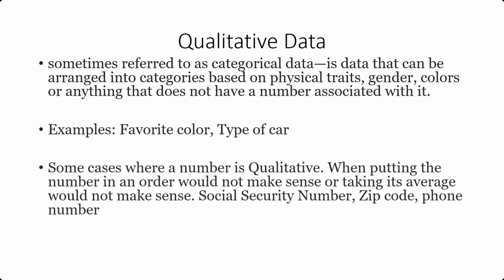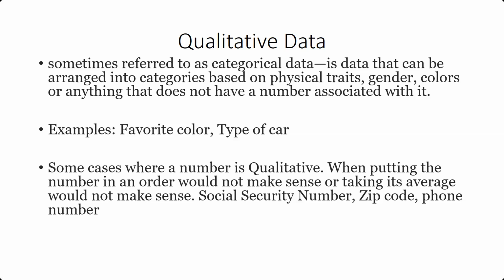In some cases where a number is qualified, it's qualitative. Something that is a number, but if you found an average or tried to put it in an order, it wouldn't make sense. For instance, your phone number: if I put them in numerical order, it doesn't mean anything. Maybe area code would, but that would group you into categories. Putting them in numerical order wouldn't make sense. Adding them up and dividing wouldn't give you anything. And so they are qualitative.